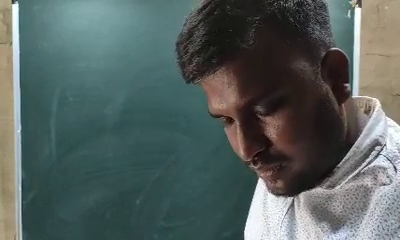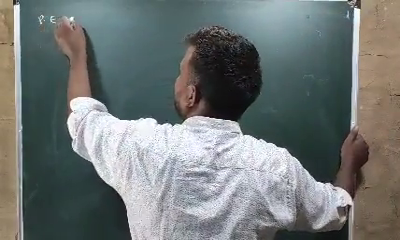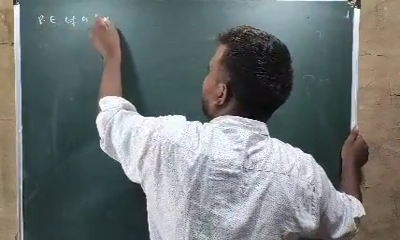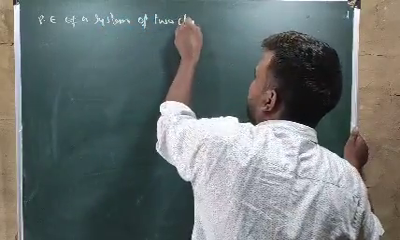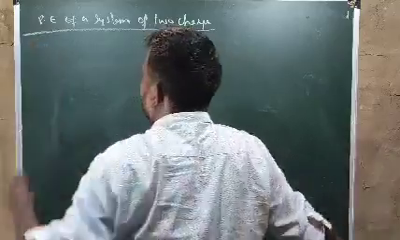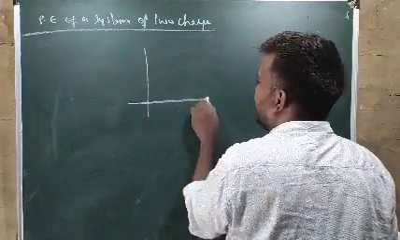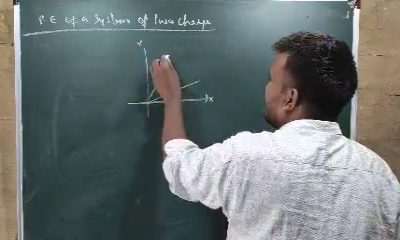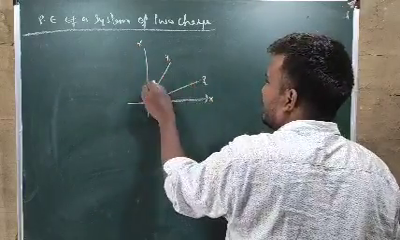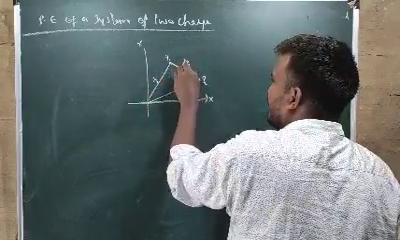Okay, so now next is potential energy of a system of two charges. So let us arrange a system in which this is the x axis, this is the y axis. Two charges are present, one is q1, second one is q2. They are at the distances r1, r2, and the distance between q1 and q2 is r12.